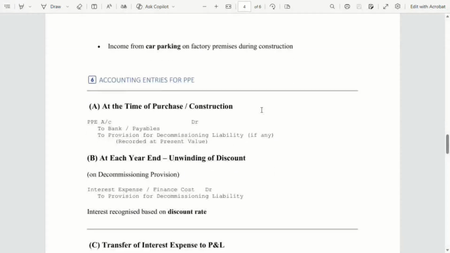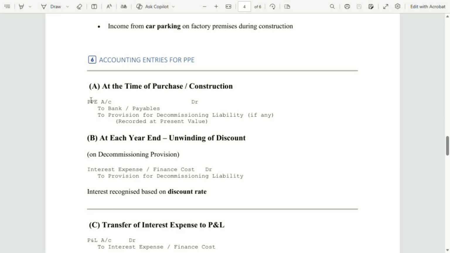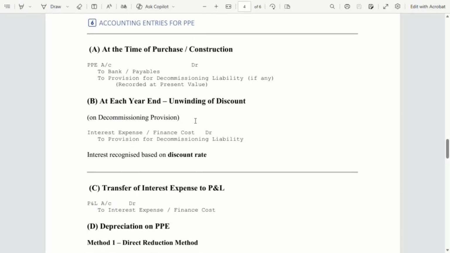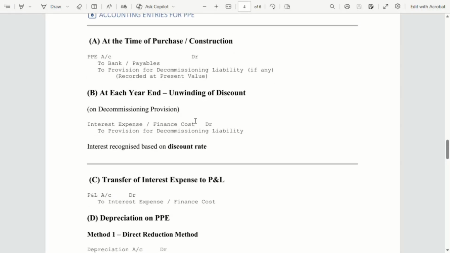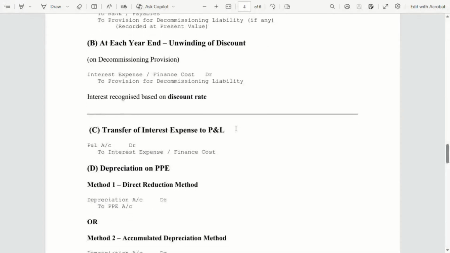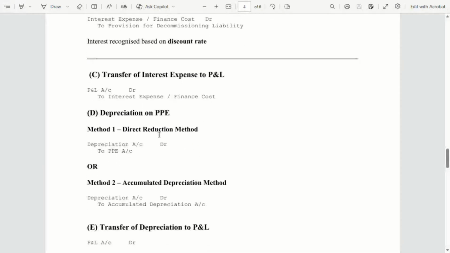Okay. So, accounting entries for a PPE. Initially, at the time of the purchase or construction, we are going to record PPE to bank account to provision for decommissioning liability. At each year end, we are going to unwind the discount. So we are going to add interest on the decommissioning liability. Also, we are going to charge interest in P&L.